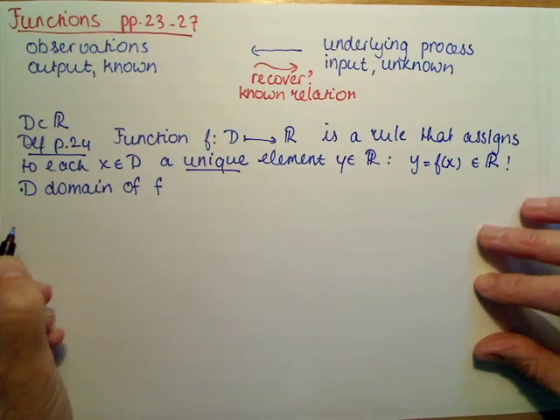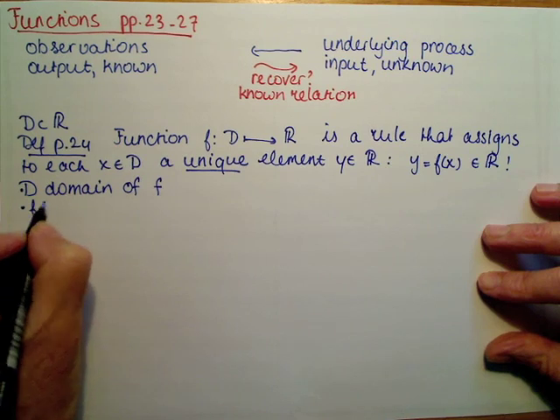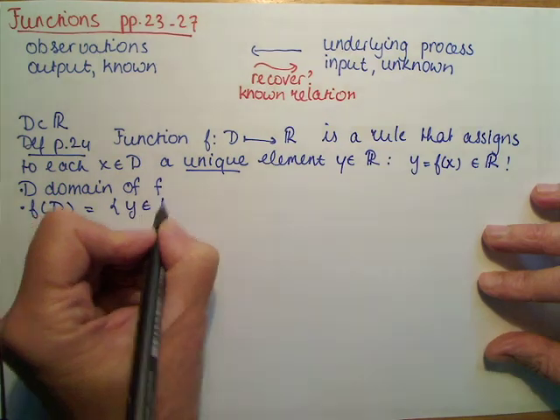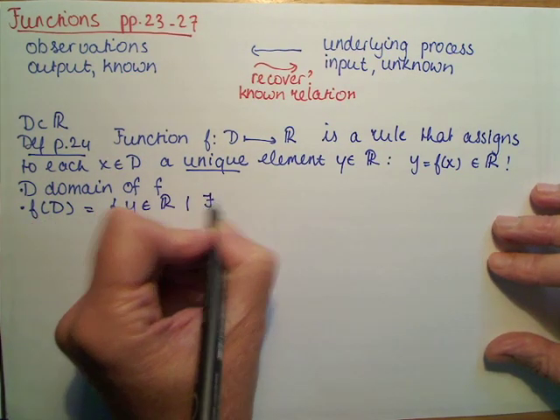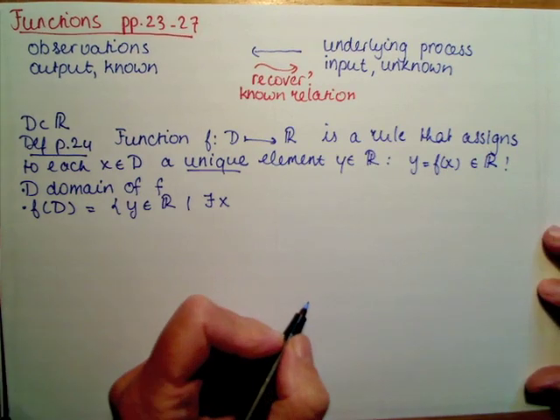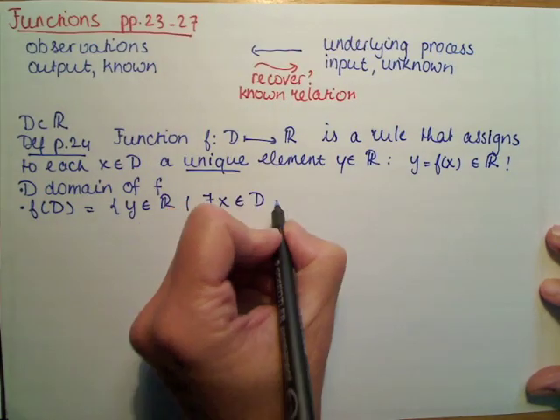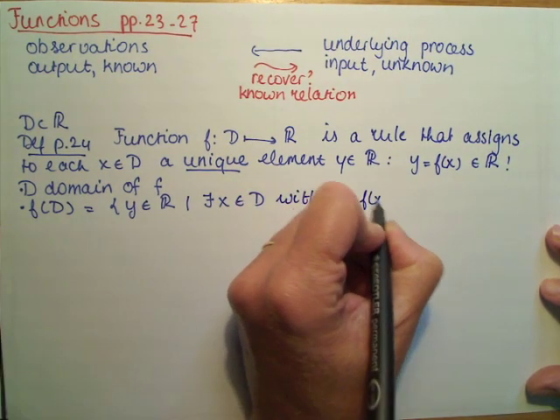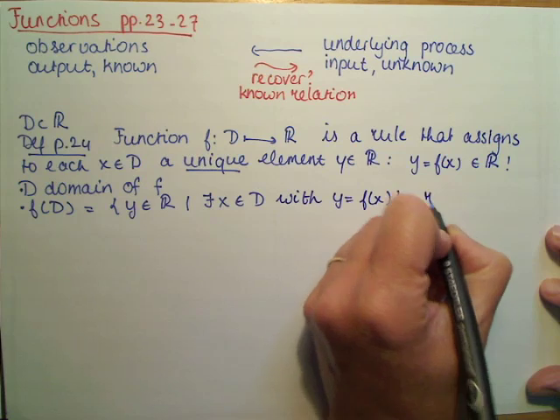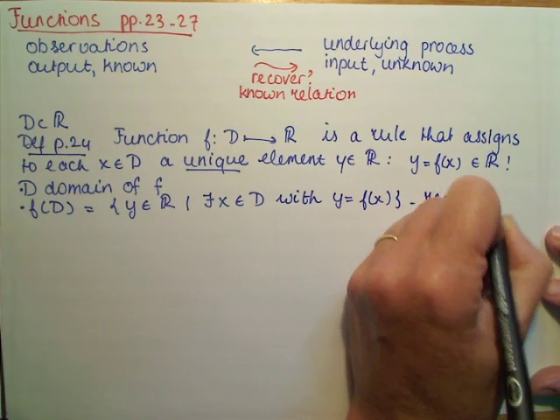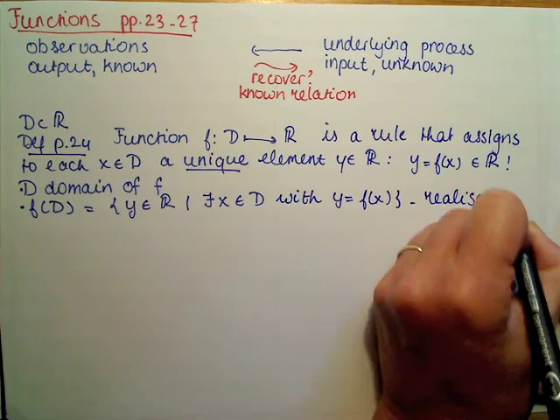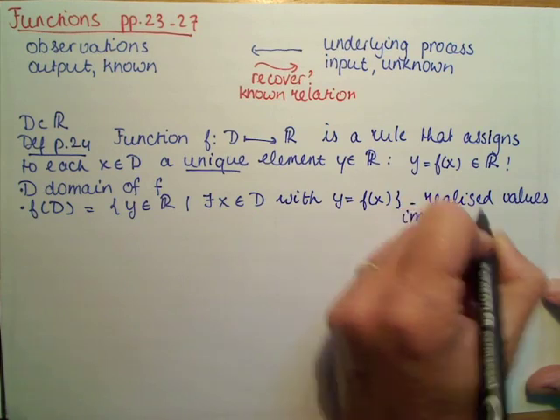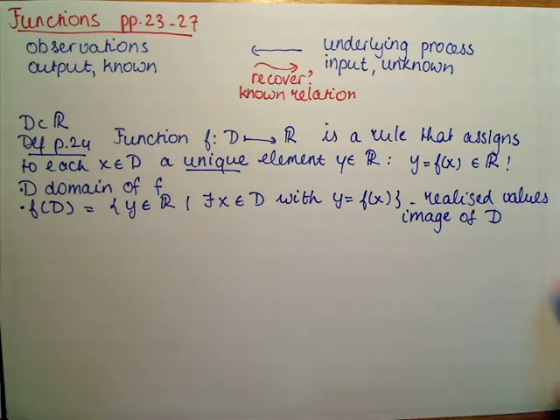And of course we can also speak about the realized values. We denote it by f of D. So these are all real valued y, such that there is an x in our domain D, which is mapped to y, so with y equal to f of x. This set f of D has a name. It is called the image of D under the map f.